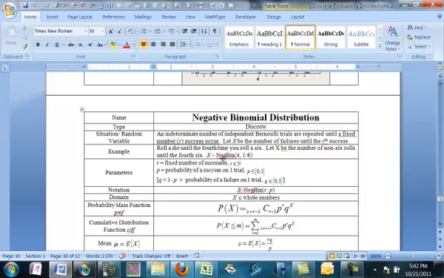So here, remember, in the geometric distribution, we did our Bernoulli trials until we got our first success, and you count the number of times it takes you to get there.